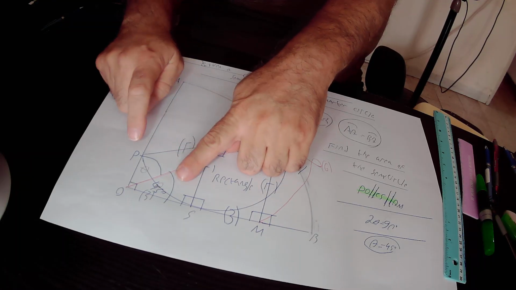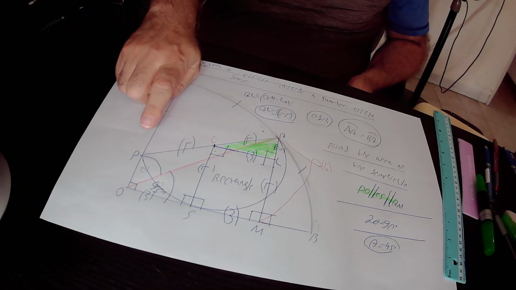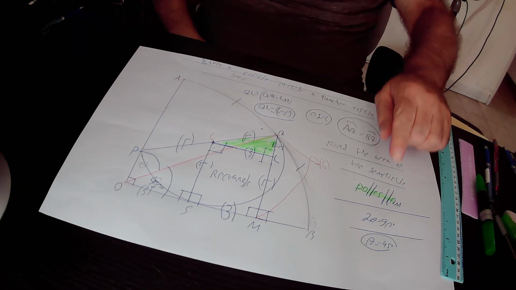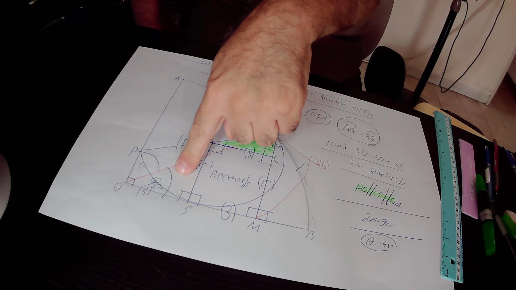So theta plus theta is equal to angle AOB, which is a right angle. Theta plus theta equals 90 degrees, therefore theta equals 45 degrees in size. This angle QOB equals theta, and theta equals 45 degrees in size.